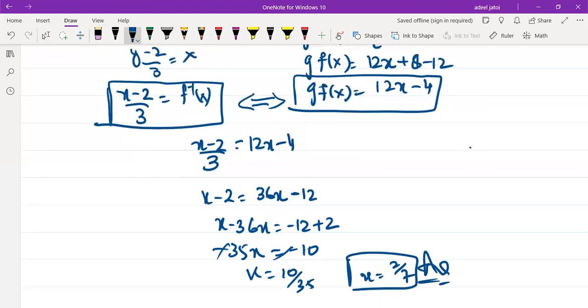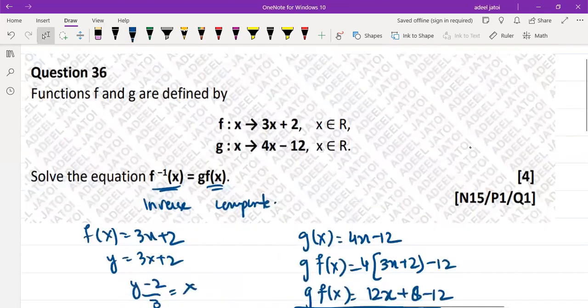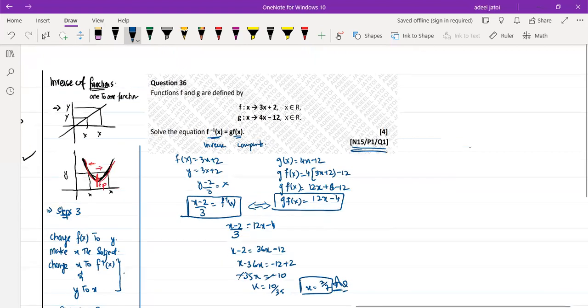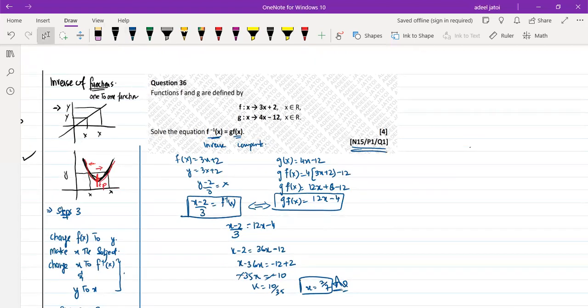So this is your answer for November 2015, paper 1, question number 5, using what? Inverse and composite functions.